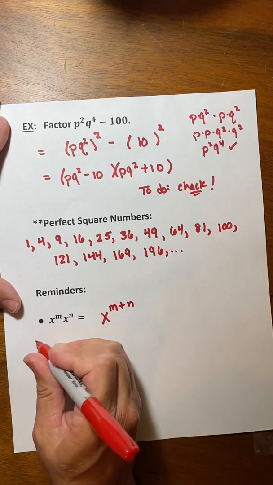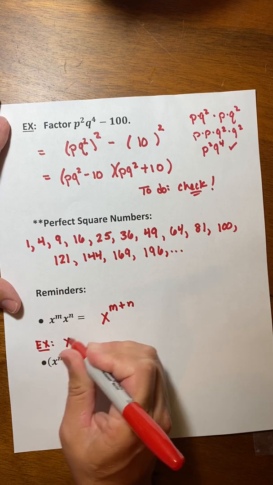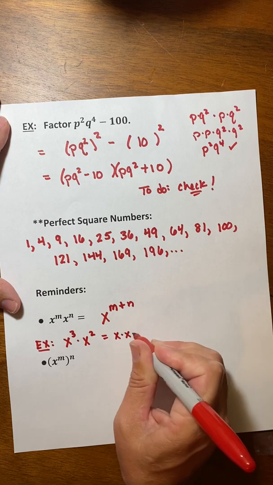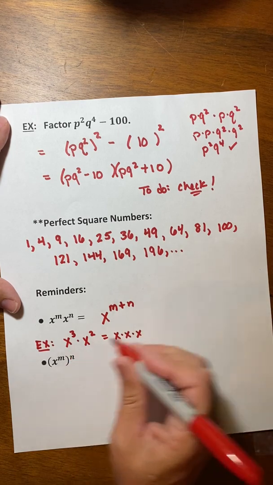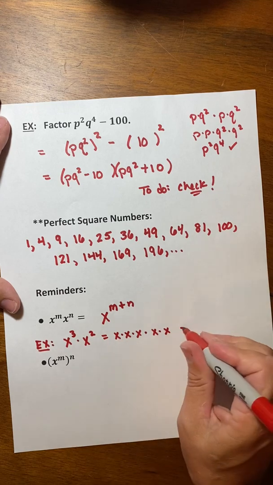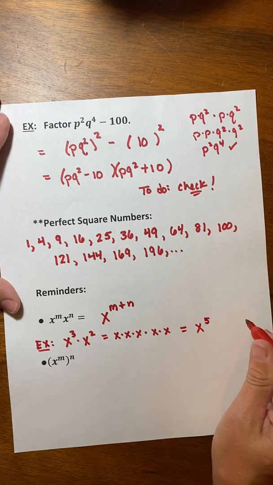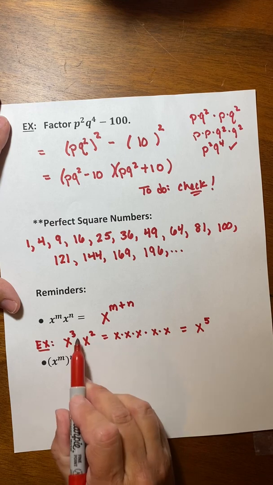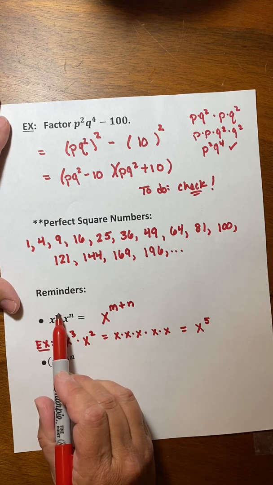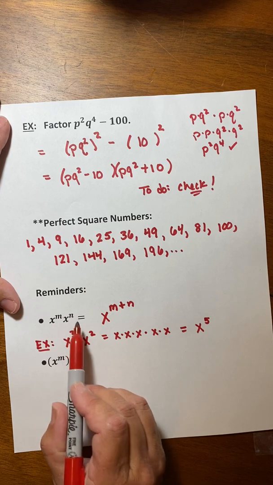So for example, if we had x cubed times x squared, well, keep in mind that just means x times x times x, that's x cubed, times x times x, that's x squared. And how many x's do we have? x to the fifth. It would have been a lot easier just to add the powers, especially if those were bigger numbers. So when you have the same base to a power, you can combine them by adding the powers.